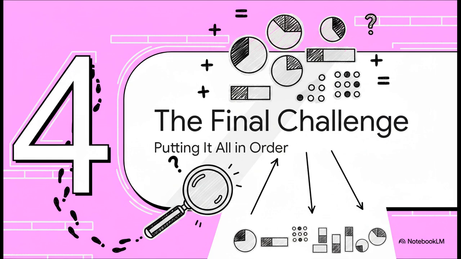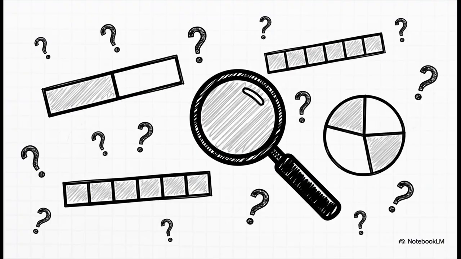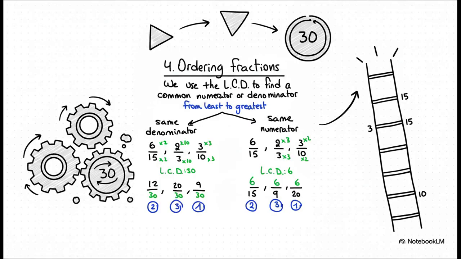So it's time for the final challenge, putting a whole group of jumbled up fractions in order. Let's do this. Okay, here's the mission. We've got to put these 3 fractions in order from the smallest to the biggest. Now, this one looks tough. All the numerators are different and all the denominators are different, but we know exactly what to do.